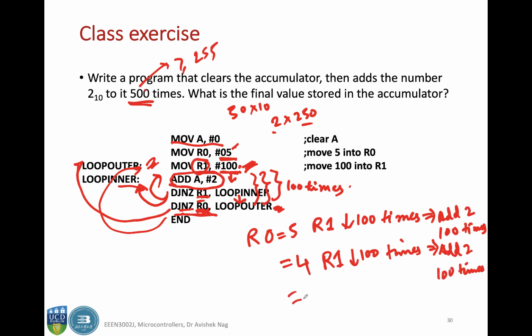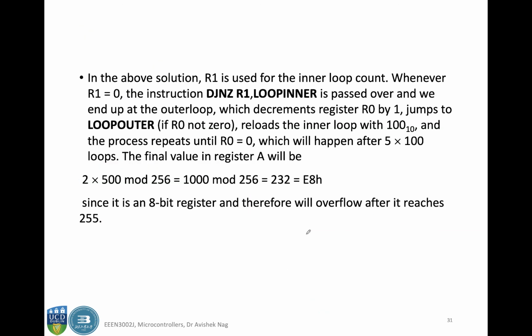So in this way, as long as R0 goes to 0, you keep doing these additions 100 times, 100 times, 100 times up to 500 times. So when your R0 is 1, the final 100 times occurs, and then when it becomes 0, it stops. So this is the logic and the algorithm. So this explains what I just said actually.